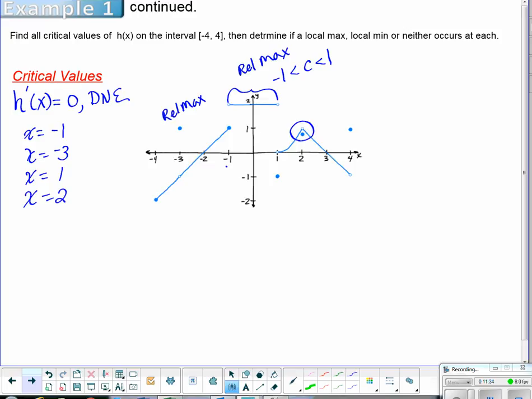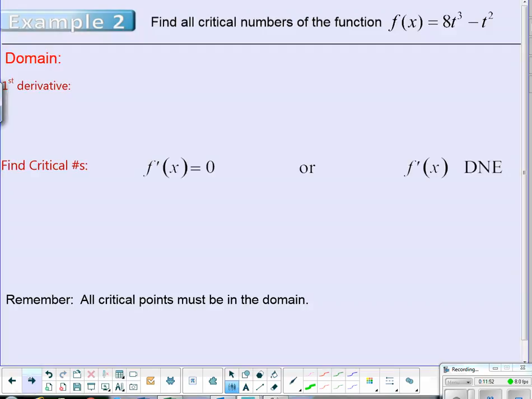nothing happening here, is it? Because this particular point is lower than the one surrounding it. So neither a max or a min here. And endpoints, we're going to exclude endpoints from the discussion of relative mins and maxes.